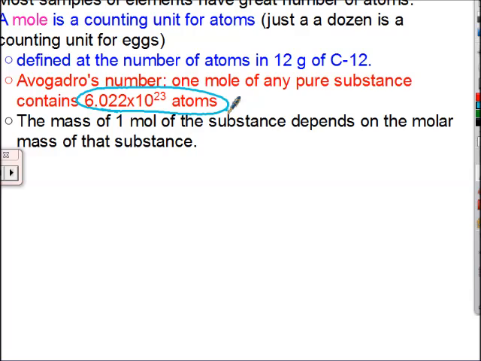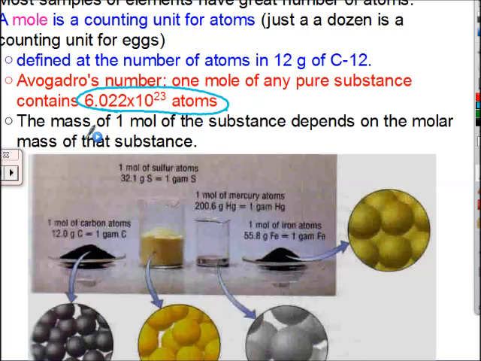Now, we also know that not all atoms have the same mass. We've just done that in section 2 with molar mass. And we look at the periodic table and we find the different atoms have different masses. Carbon has a mass of 12.01. Sulfur has a mass of 32. So we know that 1 mole of these atoms is going to have a different mass. Sulfur is going to have more mass than carbon because each atom is heavier in sulfur than it is in carbon.